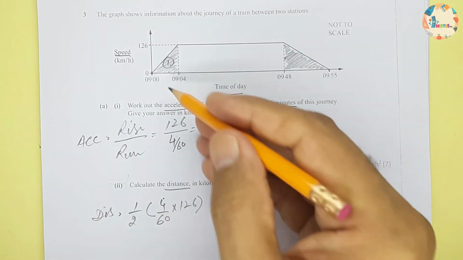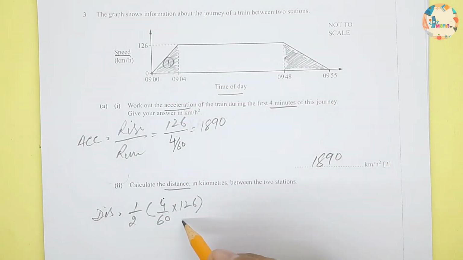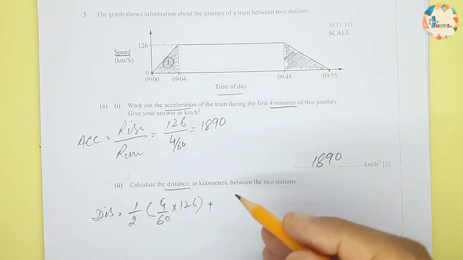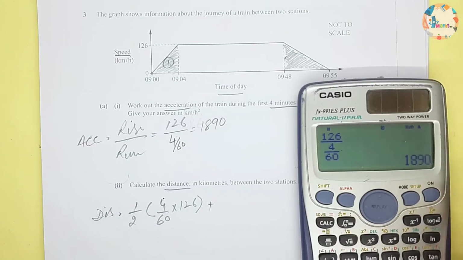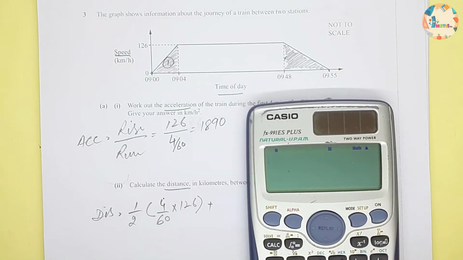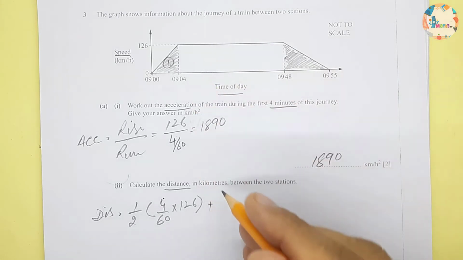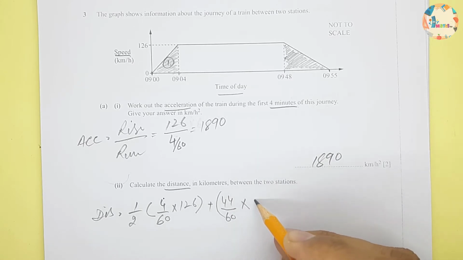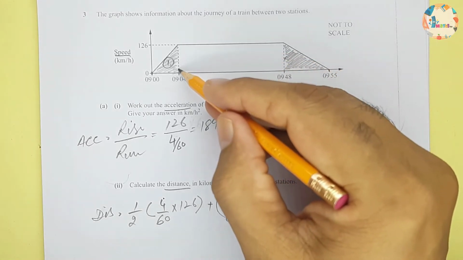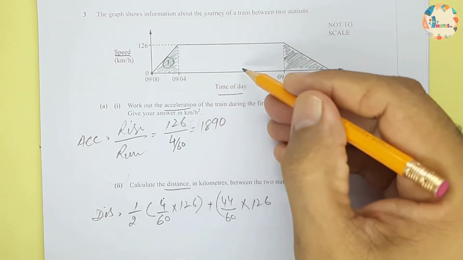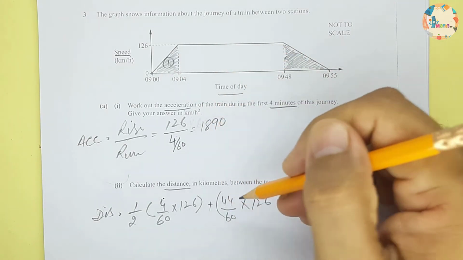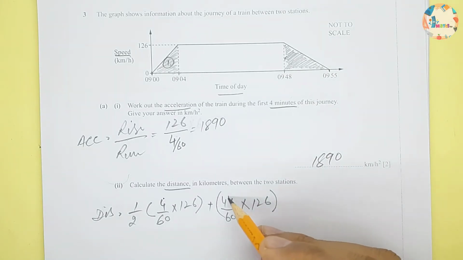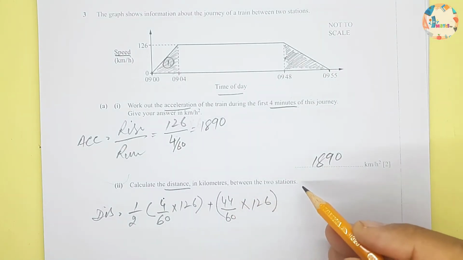Why have I divided? Because this is in minutes, so I have divided this by 60, plus the area of this rectangle white portion. So we can check 948 minus 4. So this is basically 44 minutes, which is divided by 60 and multiplied by 126, and this is basically the rectangle portion. For the rectangle we are taking length into width, and just 44 divided by 60 to convert into hours.